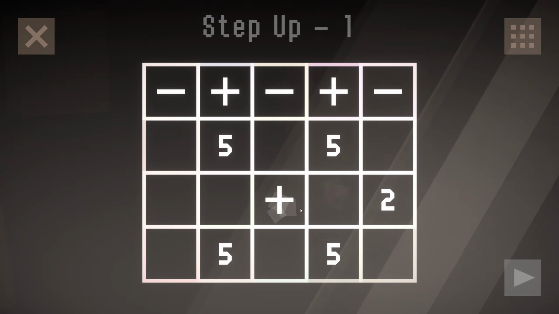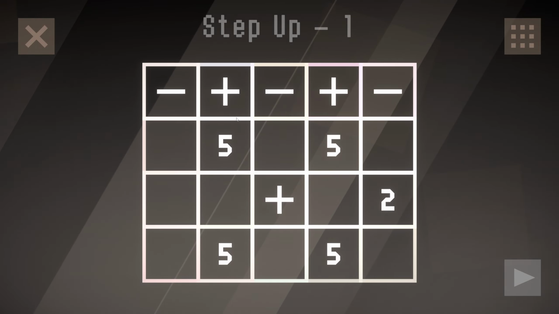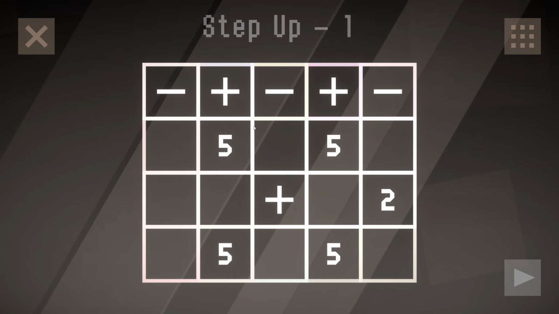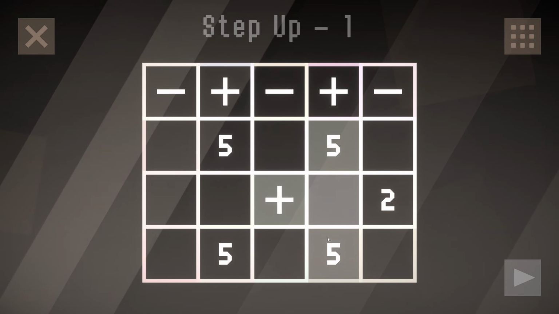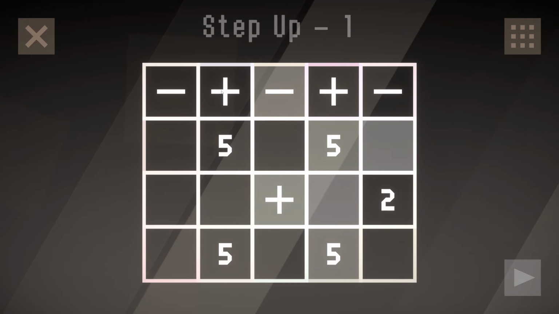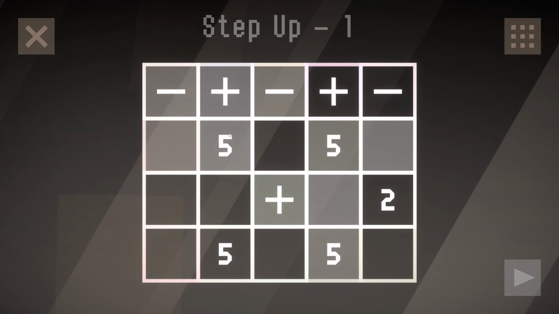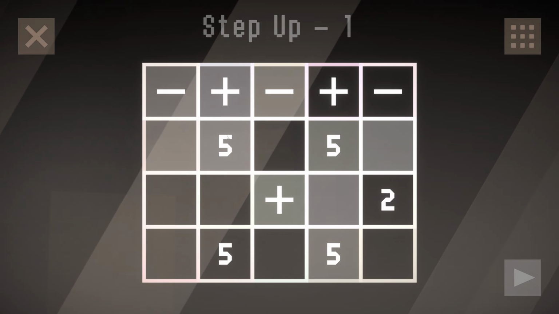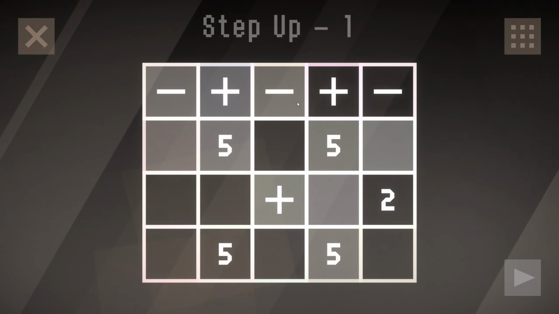Can't do that. Can't do that, because this 5 can't join the rest of another group. It's symmetrical apart from the 2. Wait. Why is this not good? Oh, because this has 2 negatives. Damn it. I was so hopeful.